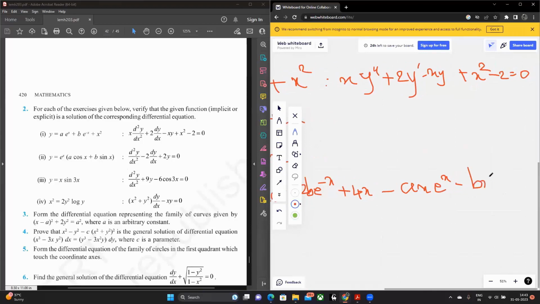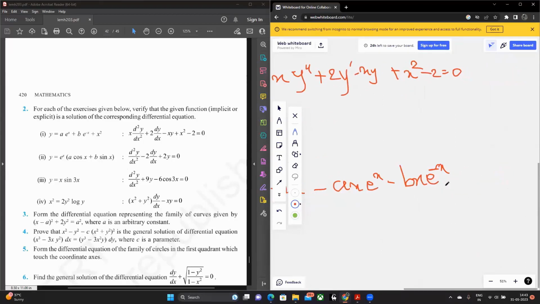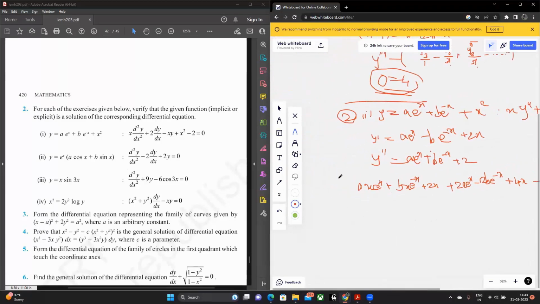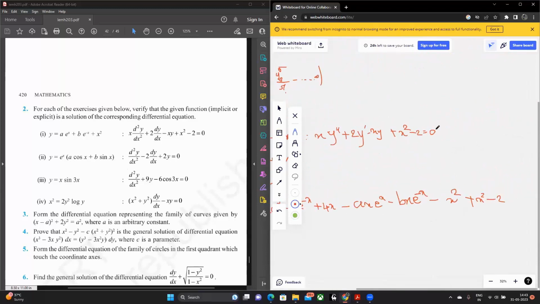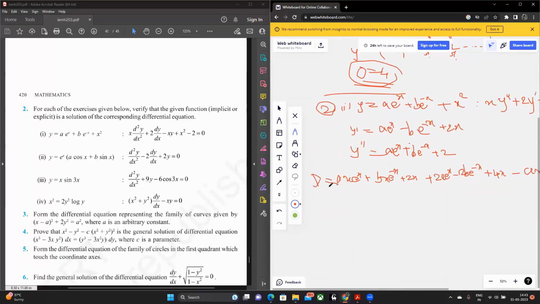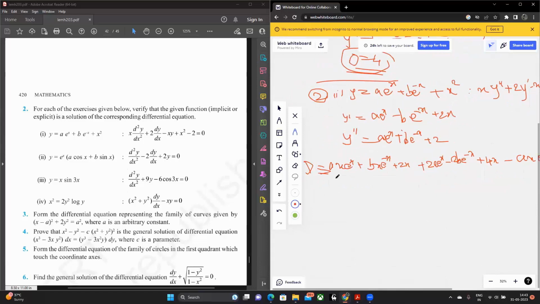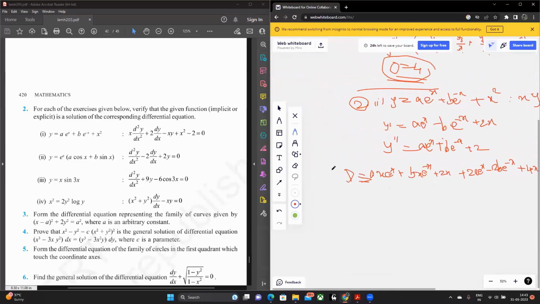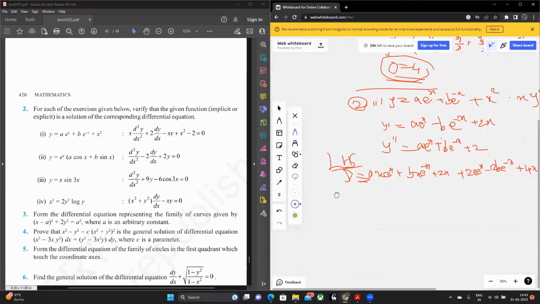minus bx e power minus x minus x cubed, minus x squared, plus x squared minus 2. This is basically the differential equation. Say this is D, then D is equivalent to this form. I'm substituting y double dash, y dash, and y over here. This is your LHS.